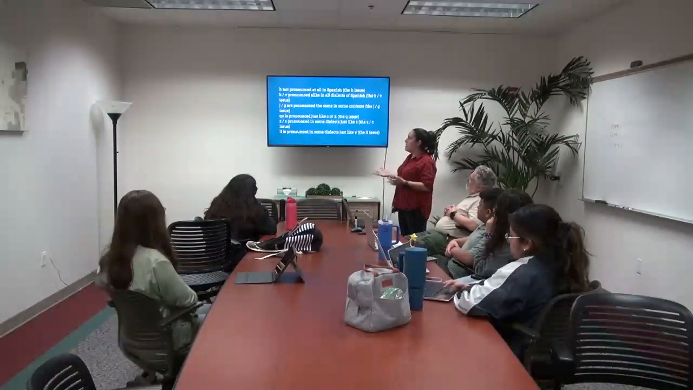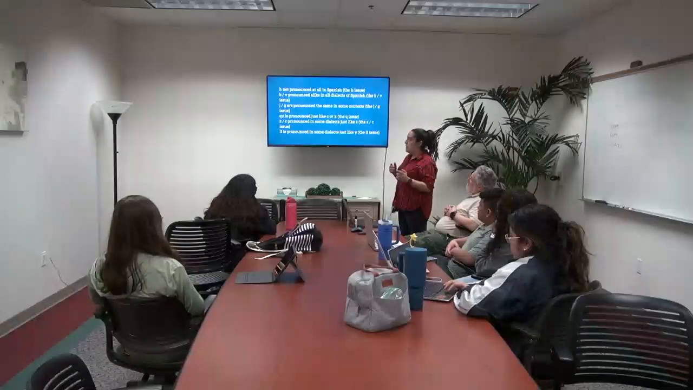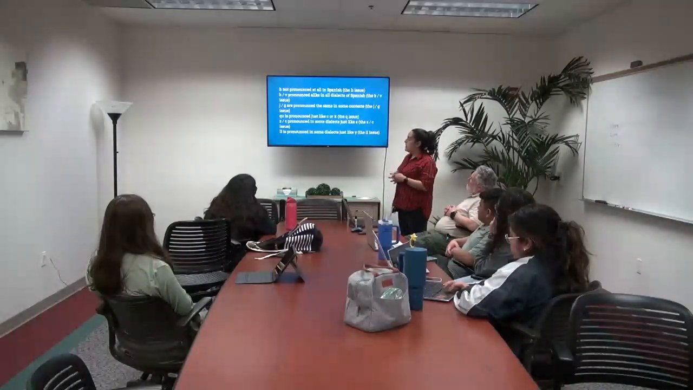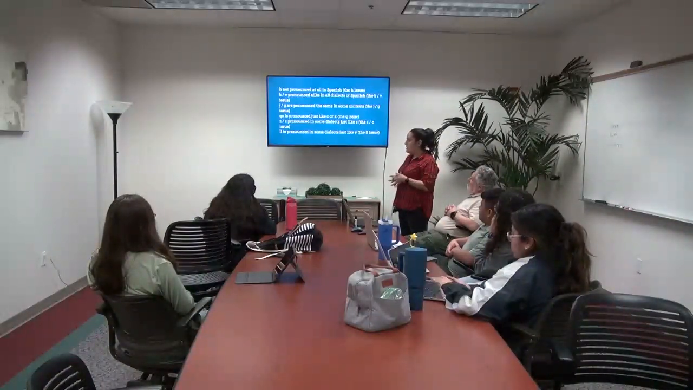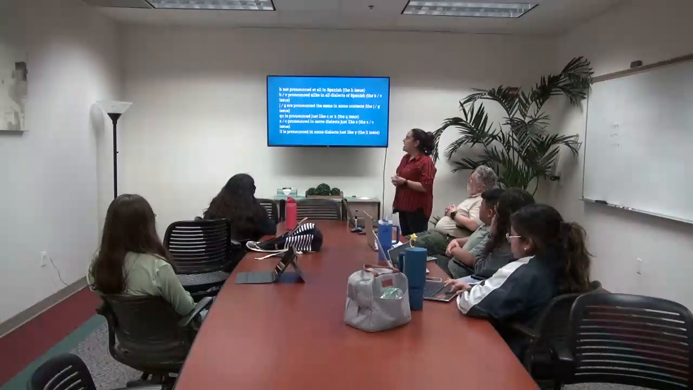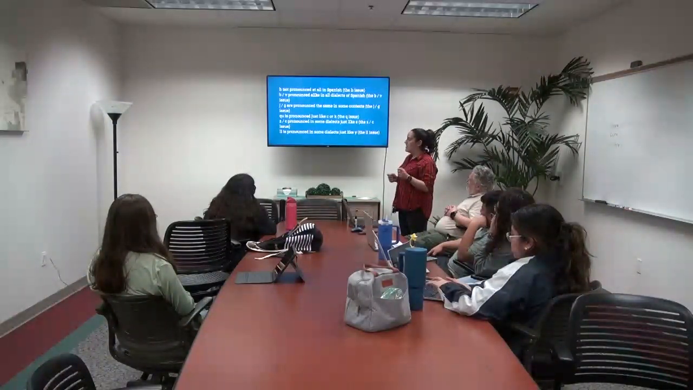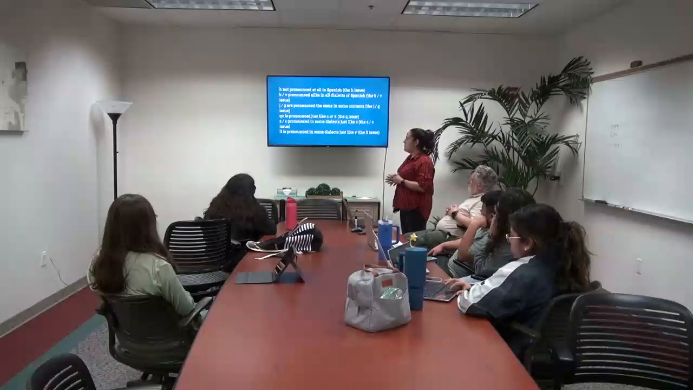As we saw, these were the main issues of the Spanish language: the H is not pronounced at all in Spanish, the B and the V are pronounced alike in dialects of Spanish, the J and the G are pronounced the same in some contexts, the QU is pronounced just like a C or a K, the Z or the C is pronounced in some dialects just like the S, and the Y is pronounced in some dialects like the LL.